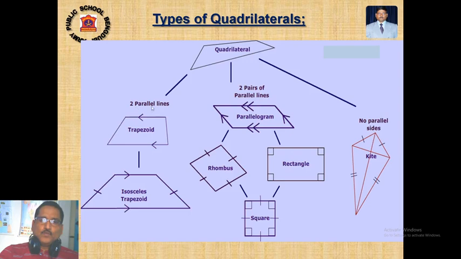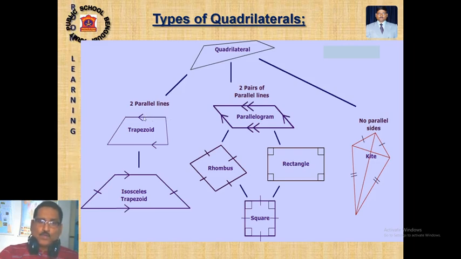So when one pair of parallel sides is there, this is the shape, and this is called a trapezoid or trapezium. Both are the same. In American usage it is trapezoid, in British usage it is trapezium. So in the case of a trapezium, only one pair of opposite sides is parallel. Opposite angles are also not equal. I will give you all the properties of the trapezium later on. So this is the trapezium.